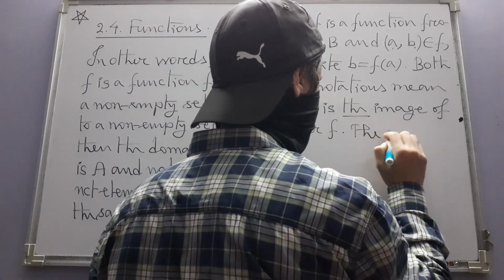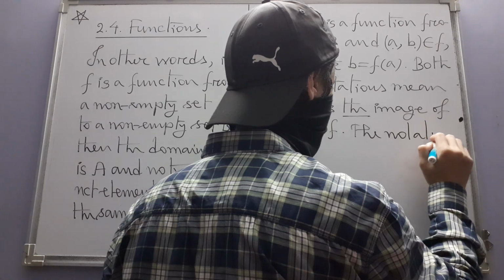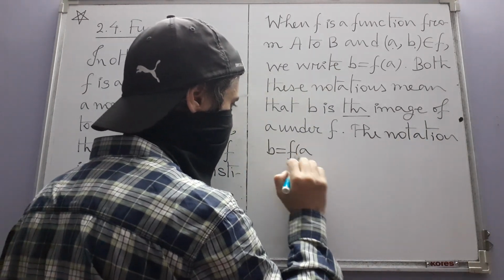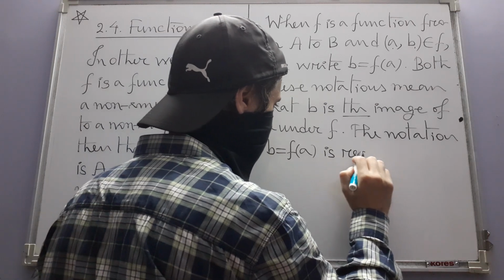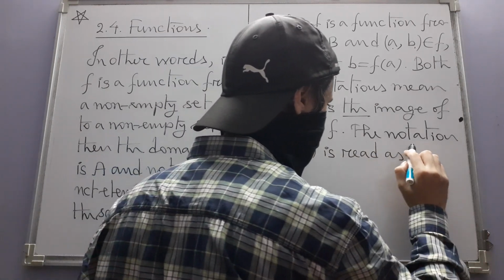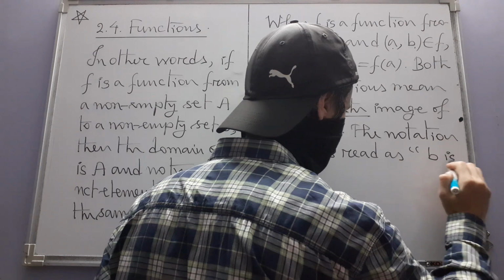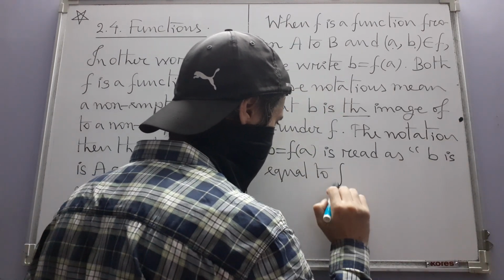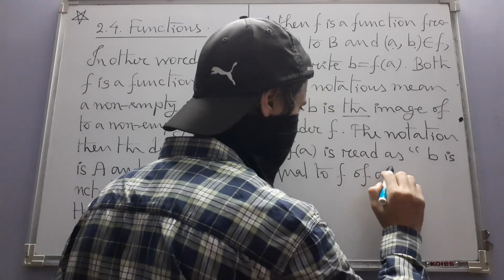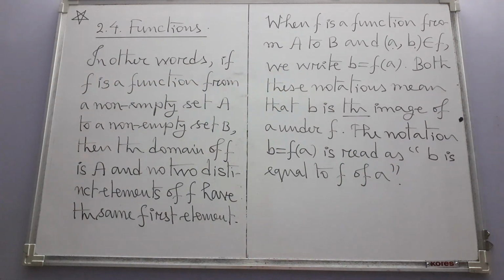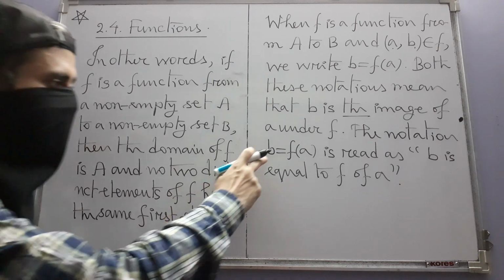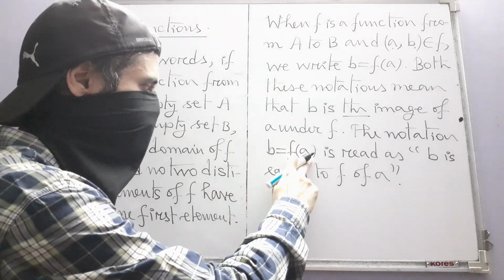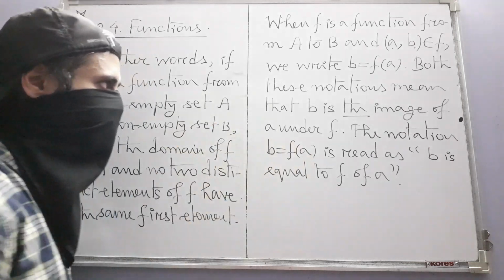The notation B equal to f of A is read as B is equal to f of A. Okay, that's how you read it. When you see this equation, that's how you read it. B is equal to f of A, or B equals f of A.